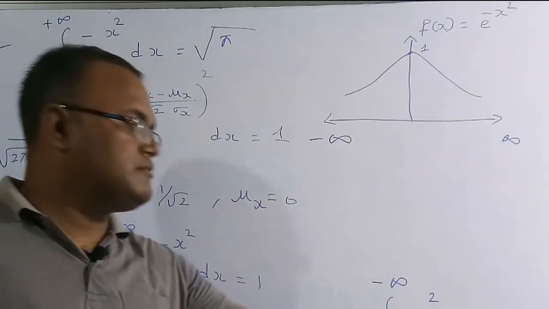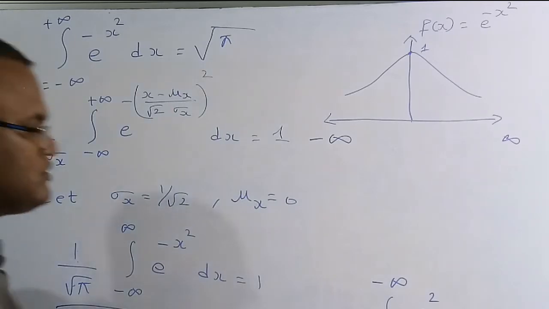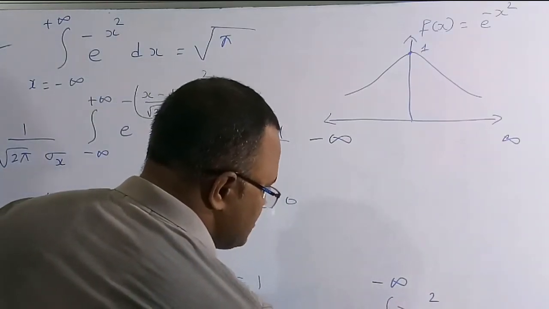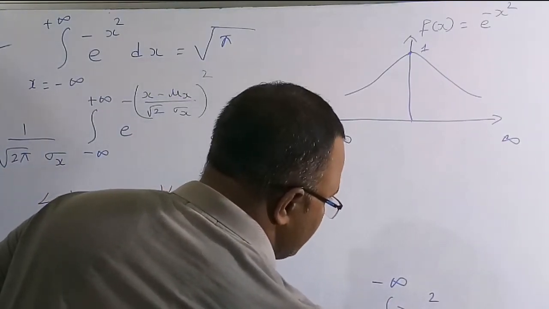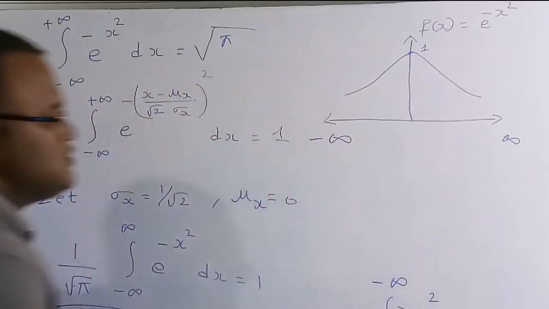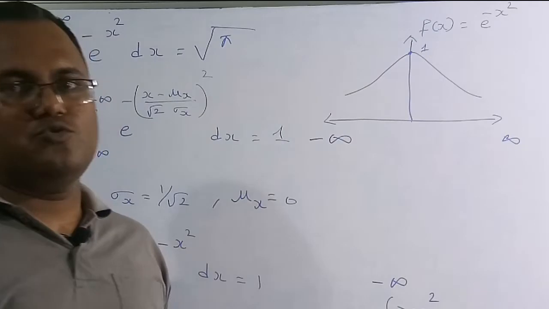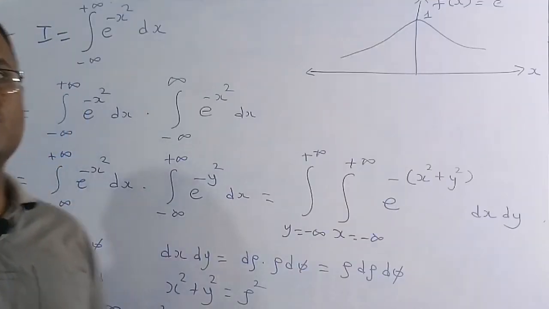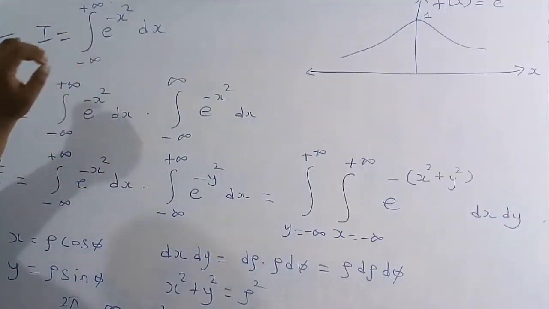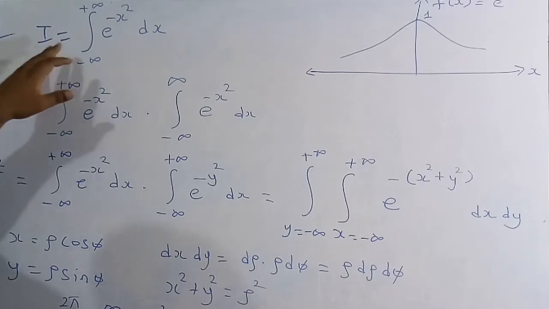This value is nothing but root pi. So therefore if you keep here minus a, you just have to keep under root pi by a. So this is an easy way to remember this one, and I will also give you another method to derive this formula. So now I will give another method to get the value of this integral.